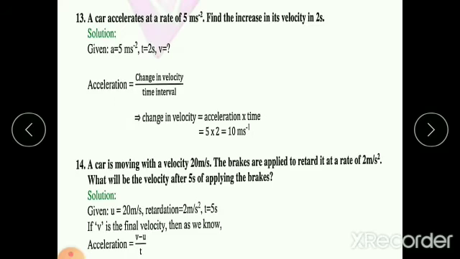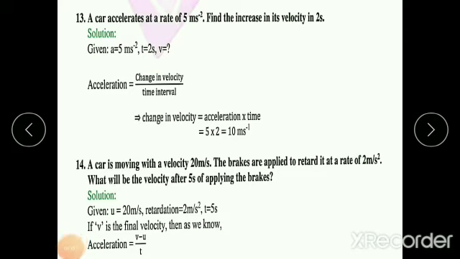Next, a car accelerates at a rate of 5 meter per second square. Find the increase in its velocity in 2 seconds. So what is given? The acceleration is given, 5 meter per second square, and time is given, t is equal to 2 seconds, and you have to find the velocity.